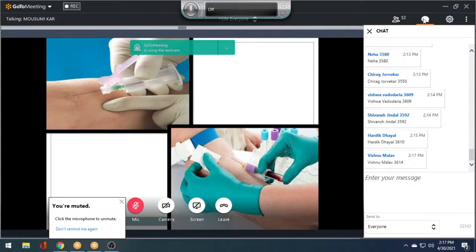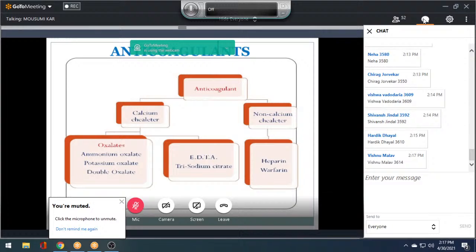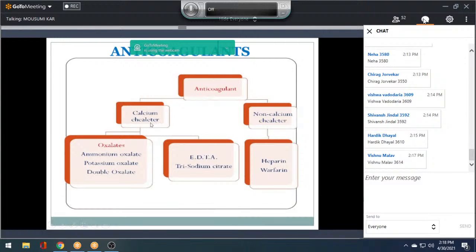Now, coming to the anticoagulants that I use, a very broad classification would be calcium chelators and non-calcium chelators. Sorry for the spelling mistake. Non-calcium chelators include heparin and warfarin, while the calcium chelators include oxalates, which are ammonium oxalate, potassium oxalate, or a mixture of both of them, which is the double oxalate. And the others are EDTA and trisodium citrate.